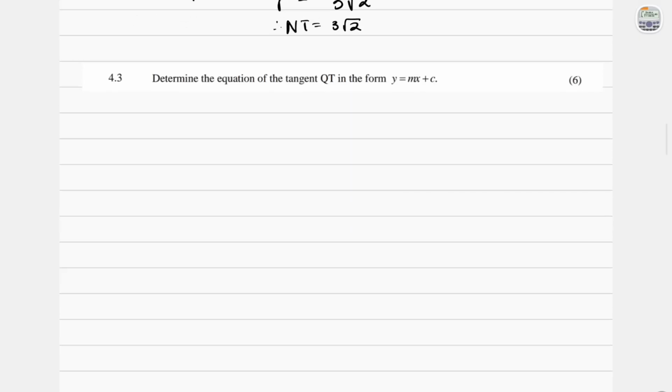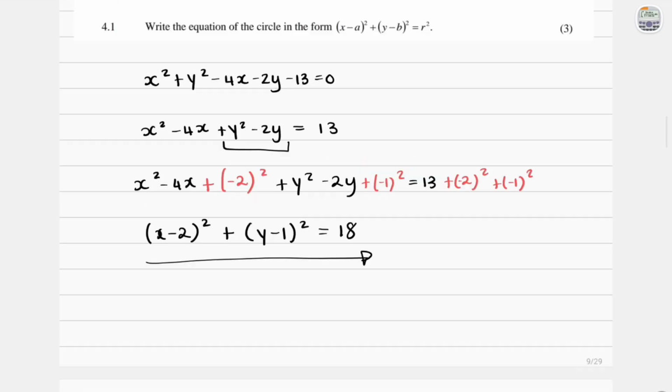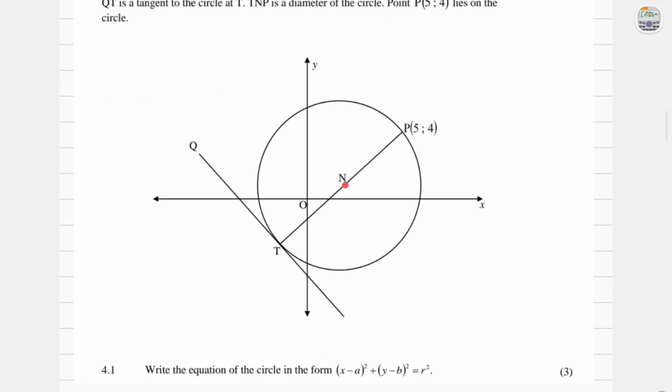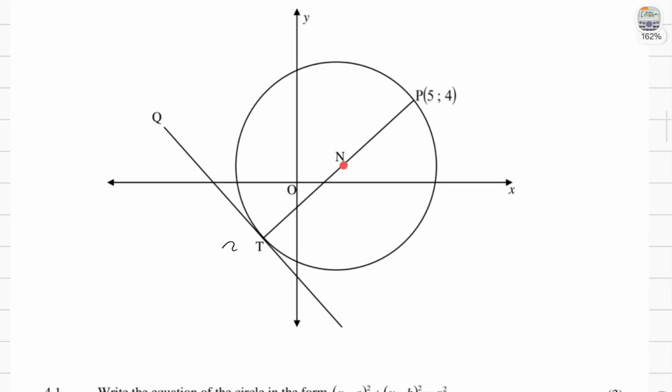Question 4.3, determine the equation of the tangent QT in the form of y equals mx plus c. Okay, the usual questions when they give you a circle and a tangent. To find the equation of the tangent, it's still a straight line. You still need the gradient and you need 1 point to find the y-intercept, c. So find the gradient using the points that you actually know on this graph. We know what N is. We found that it should just be 2 and 1. So you can find the gradient of this line.